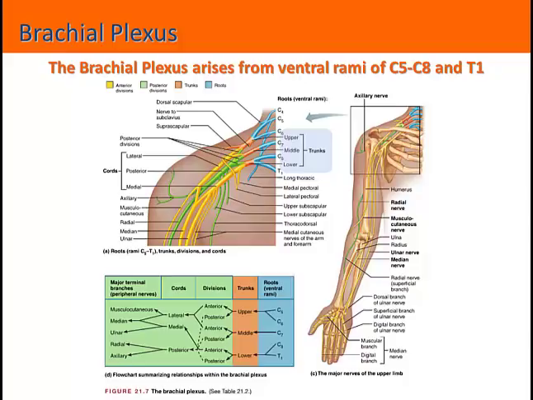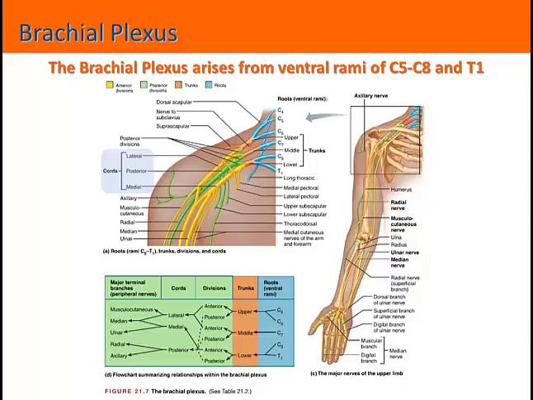And you can see that the anterior divisions are drawn in yellow in the diagram and the posterior in green. From those divisions, you get three cords. Now the cords are the lateral, posterior, and medial cords. The lateral cord and the medial cord arise from the anterior division in the brachial plexus, the posterior division giving rise to the posterior cord.